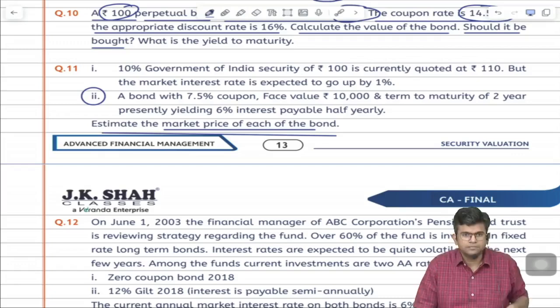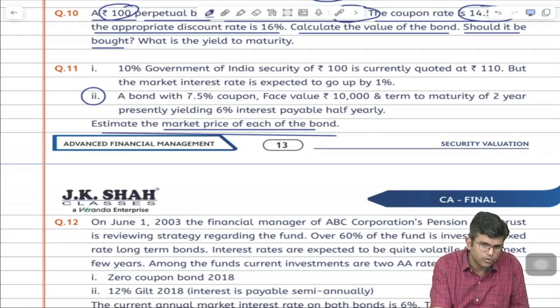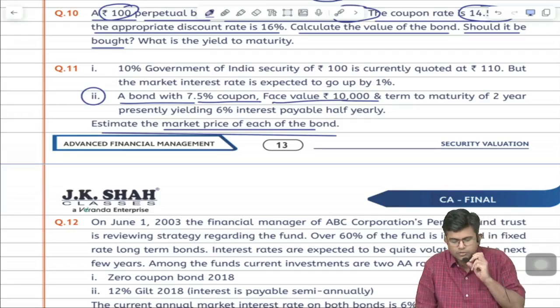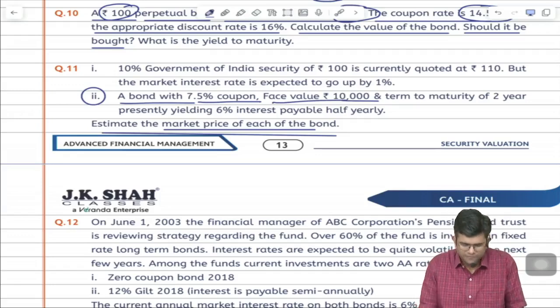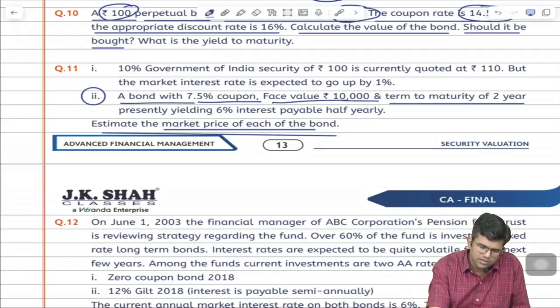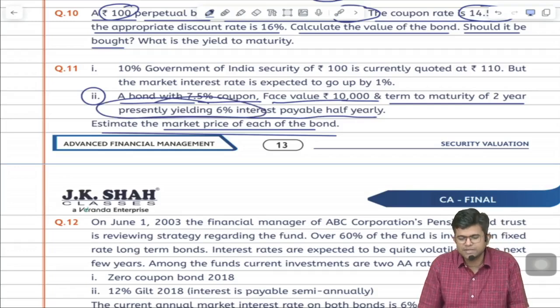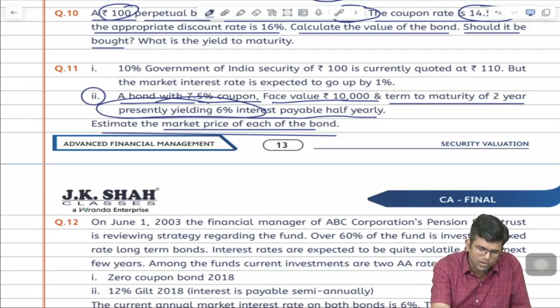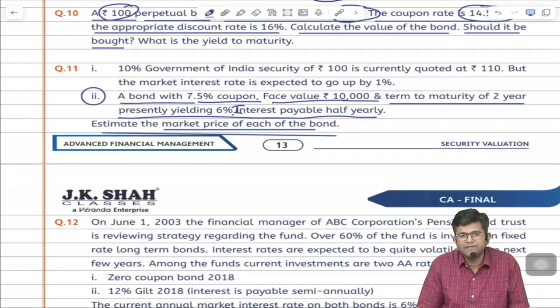All done. So what did you do? A bond with 7.5% coupon, face value 10,000. That means 750 rupees is annual coupon. Life is 2 years. YTM presently yielding is 6%, and then they are saying that the coupon is payable half yearly.